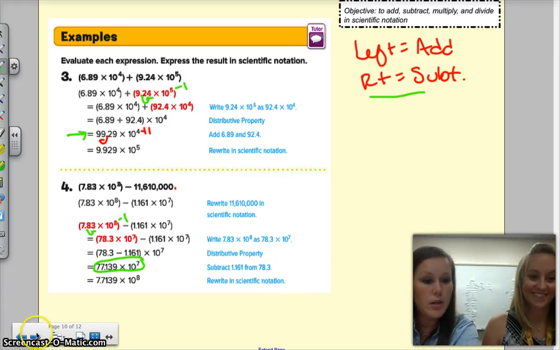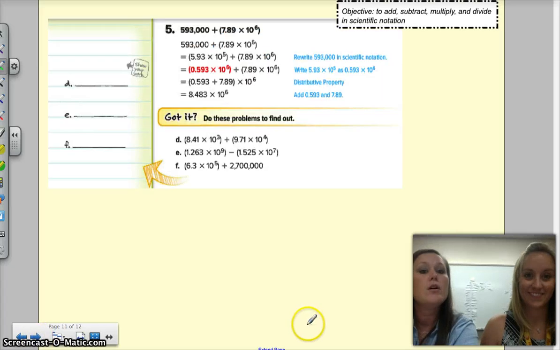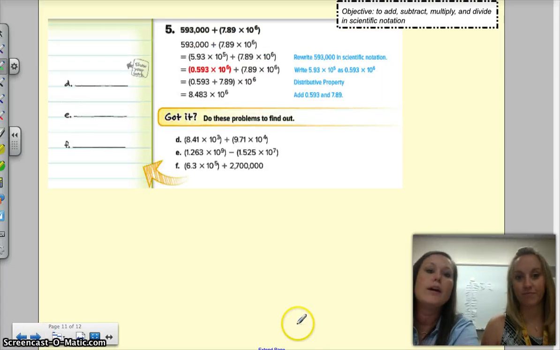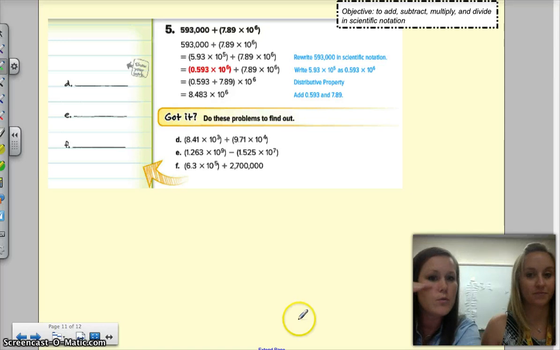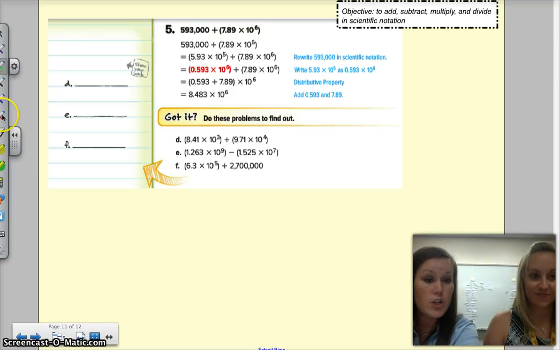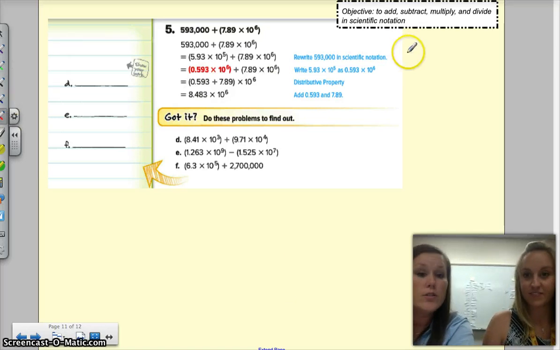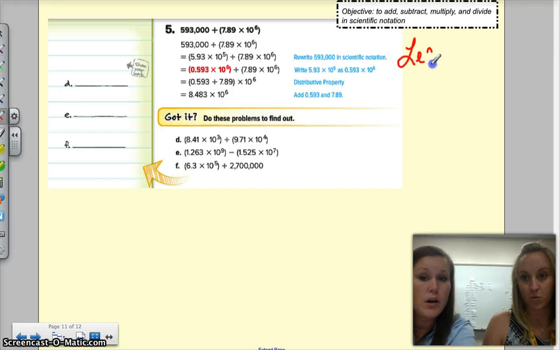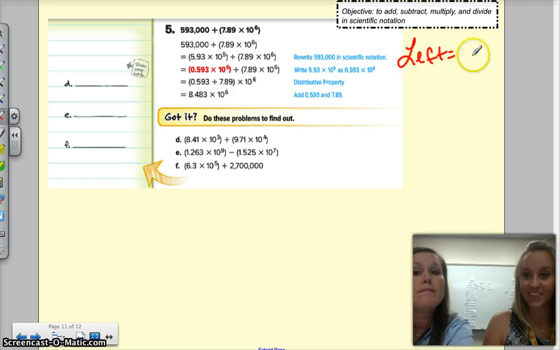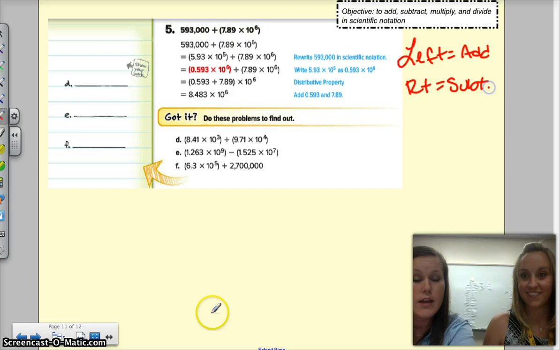Okay, so now we want you to try it out. Here's another example, again the same thing as number 4. Read through those steps. You can see how they've changed it. We are going to ask you to pause. One more time: if you move the decimal left, add. If you move the decimal right, you subtract to the exponents. Okay, pause the video and try these on for size.